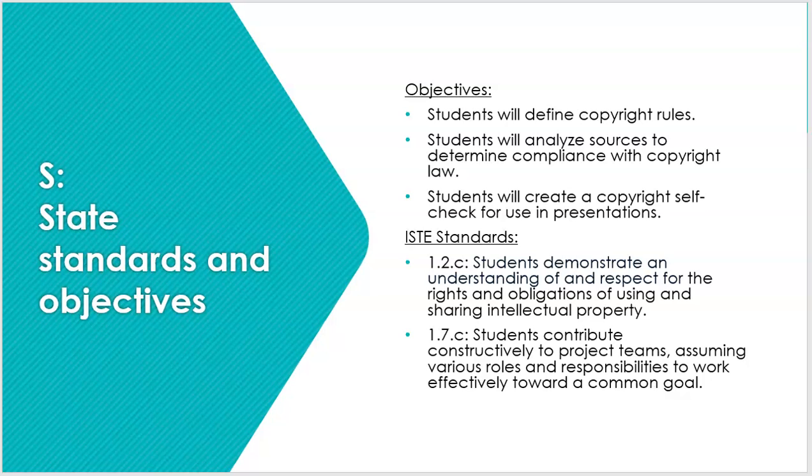For the first S of the Assure model, we have to state standards and objectives. So my objectives for the students are: number one, they'll be able to define what copyright is. Number two, students will analyze sources, so they'll be able to determine whether or not those sources and the way that they're being used comply with copyright law. And number three, they'll be able to create that self-check for use for their own projects and presentations, as a way to make sure they're using things the way that they are intended to be used.